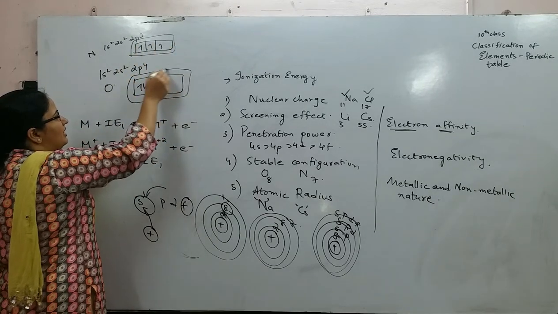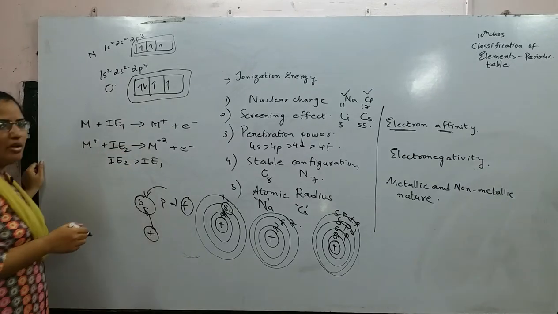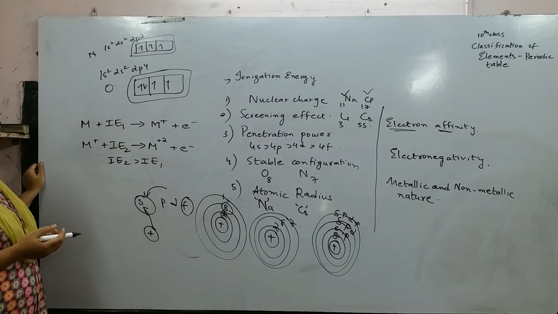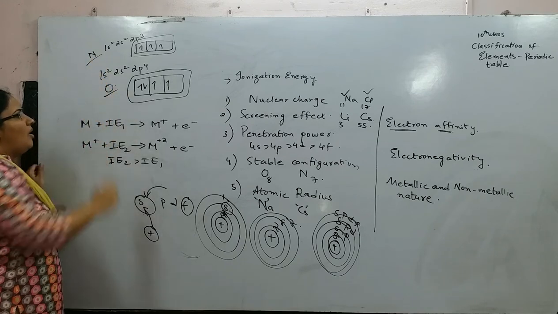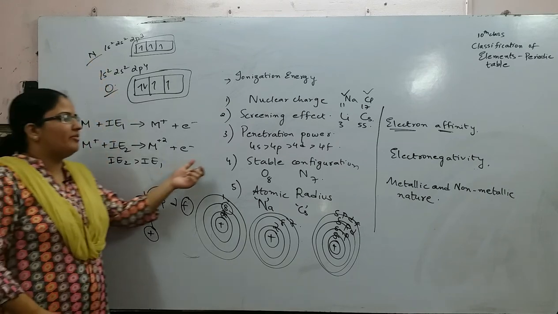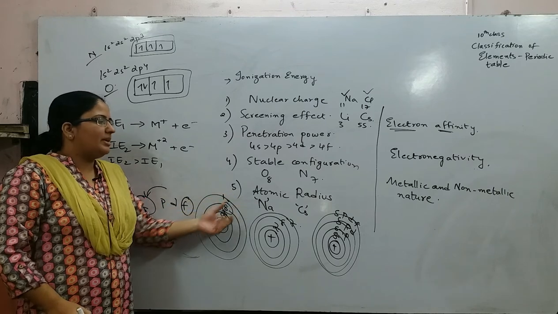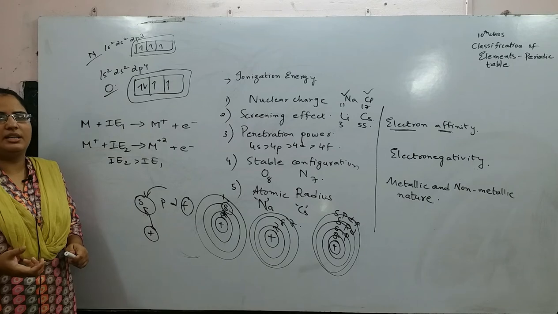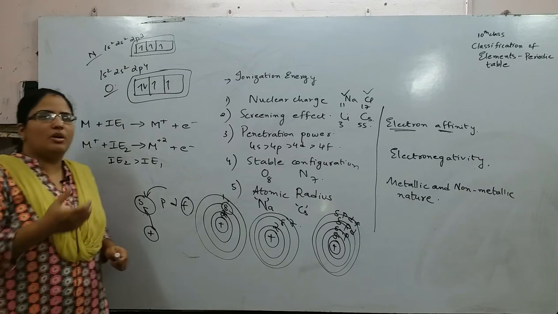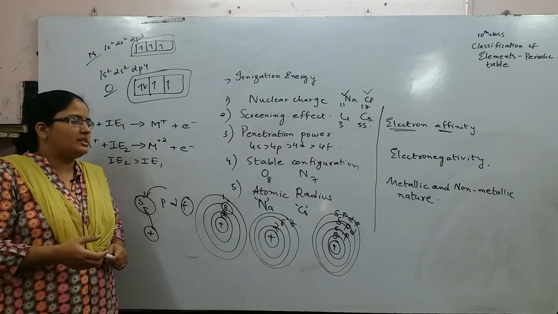does not have a half-filled configuration. Half-filled configurations are stable, that is, it is difficult to remove an electron from nitrogen compared to oxygen. That is about stable configuration. Next is the atomic radius. As the atomic radius increases, ionization energy decreases because the nuclear hold over the orbits decreases.